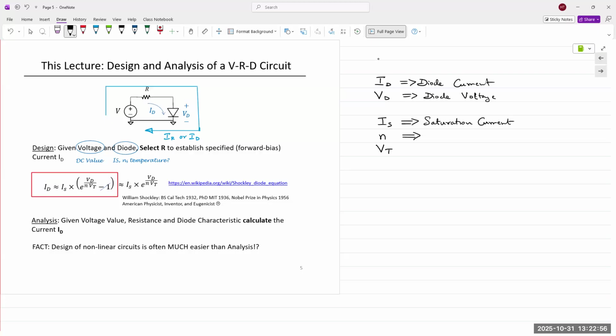Sorry. Saturation current. Without going into a lot of discussion, it requires a lot of explanation. I'm trying to find the best way to summarize what a saturation current is.